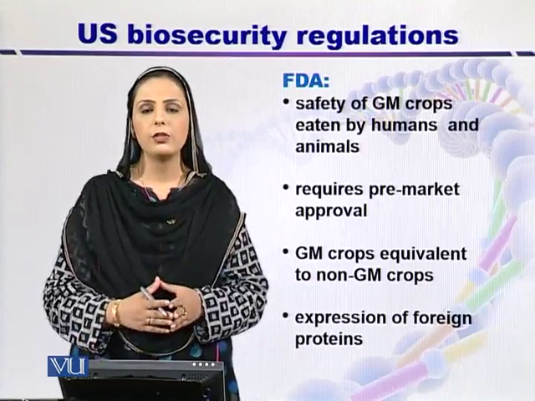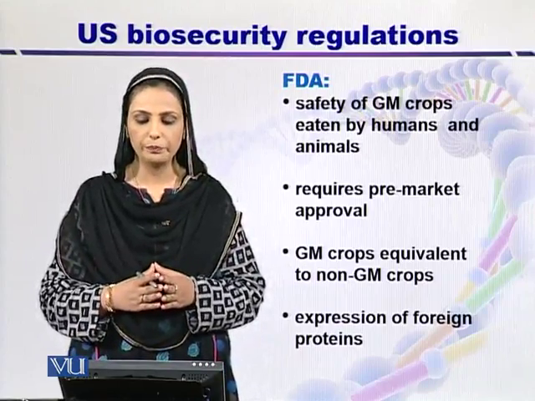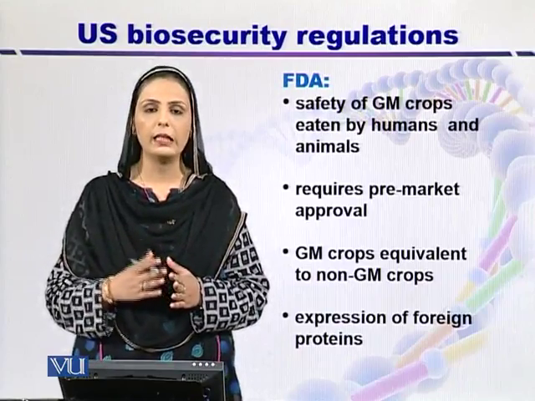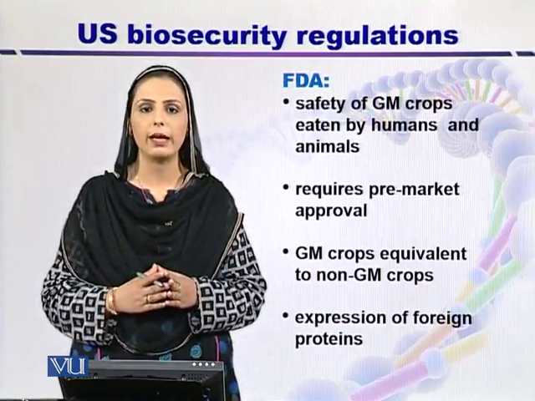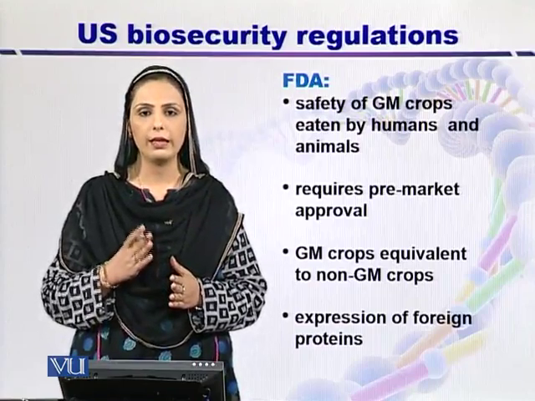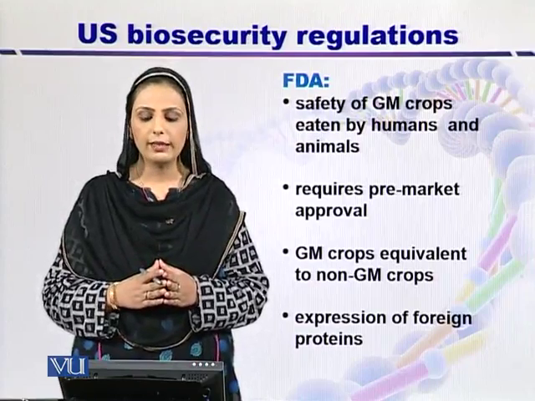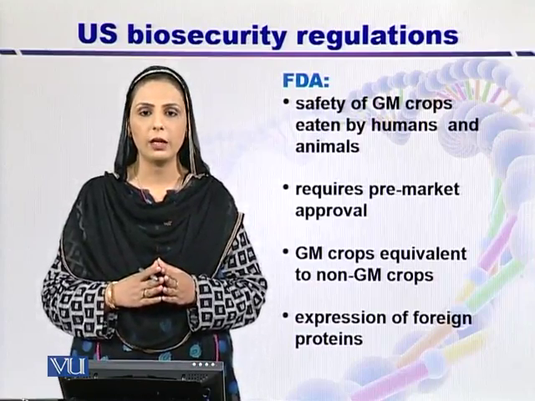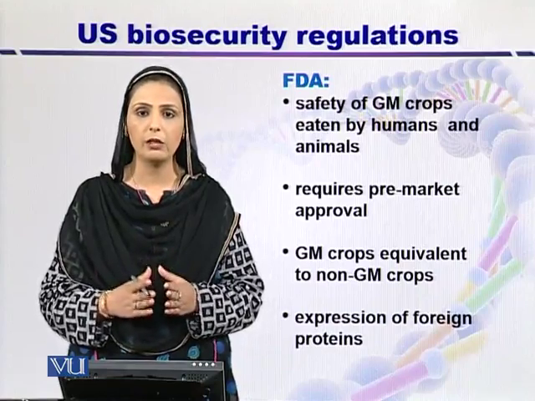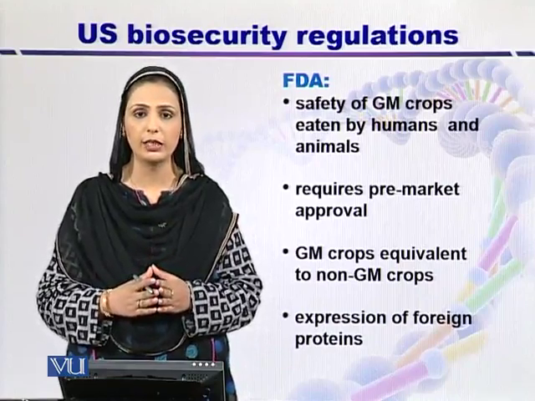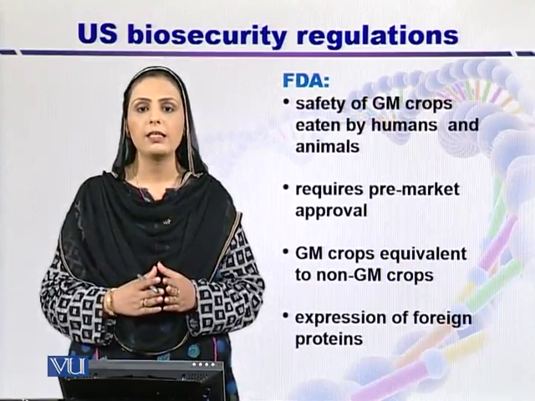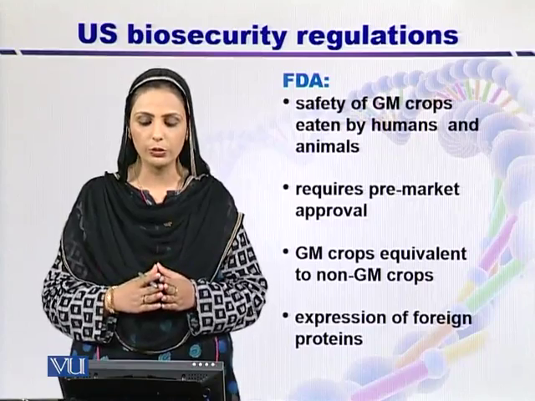The next one is the Food and Drug Administration. It deals with the safety of GM crops eaten by human beings as well as by animals. Now, FDA is the agency that helps in giving pre-market approval. जब भी GM crop किसी lab में experimental form में होती है या fields में चली जाती है, market में वो तब तक नहीं आ सकती जब तक कि FDA से उसकी proper approval ना हो जाए.